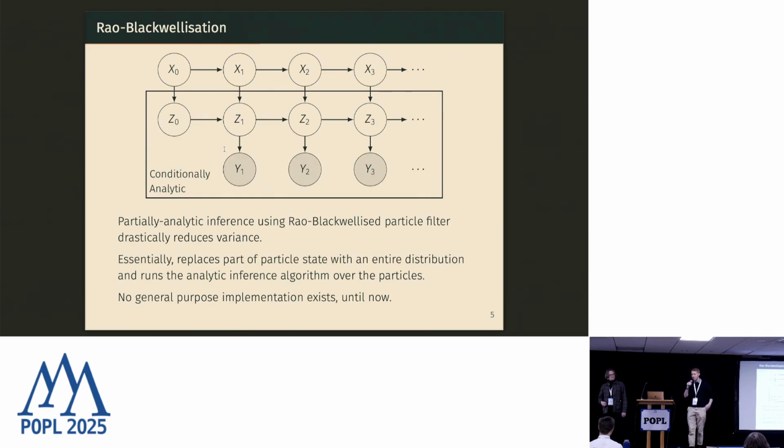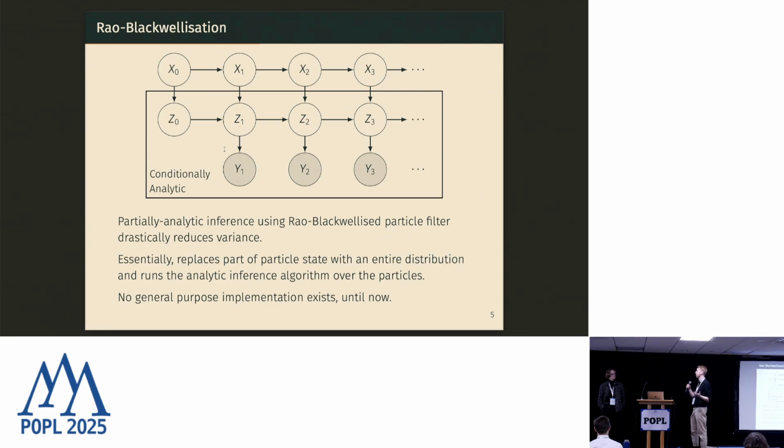As a case study of the flexibility that our interface provides, I want to talk a bit about this special class of Rao-Blackwellizable state space models. These have a special form where the hidden latent dynamics can be decomposed into two subsets, X and Z, where once we've conditioned on the X, the remainder of the model, so the remainder of the latent state Z and the observations, combine to form a conditional submodel that admits closed form analytic inference.